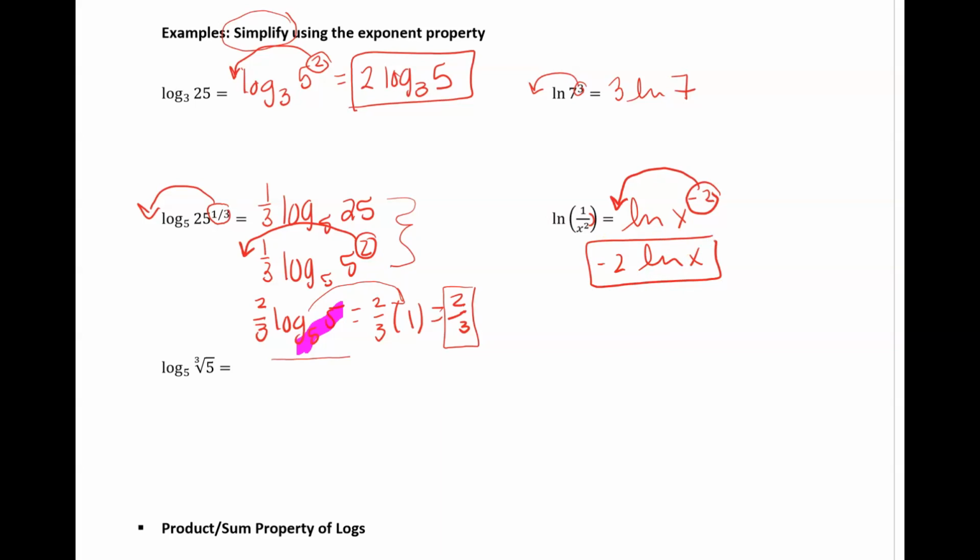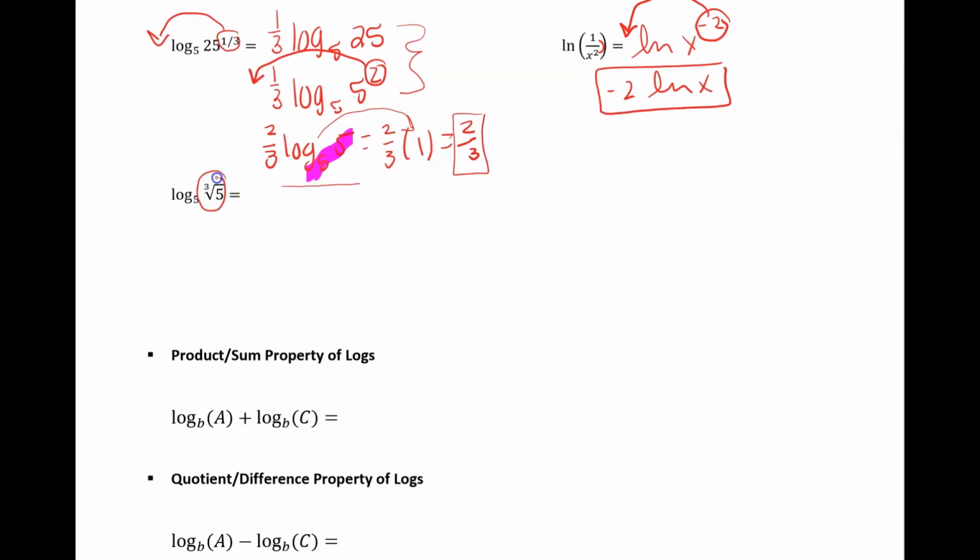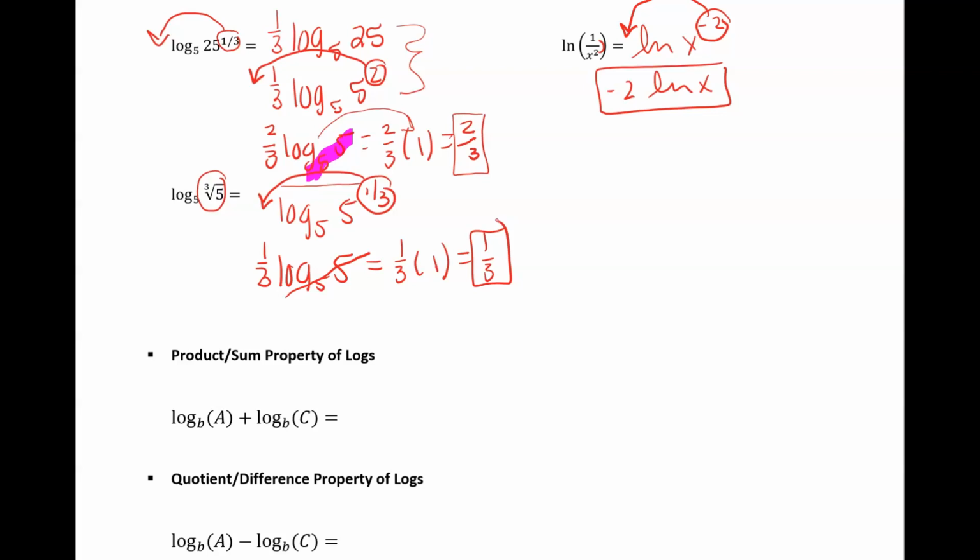Next one. If you remember from previous courses, this cube root right here can be written as log base 5 of 5 to the 1/3. So then I could bring that out front. It gives me 1/3 log base 5 of 5. And then that's that inverse property again. So I get 1/3 times 1, or 1/3. So pretty neat stuff that you can do with your exponent property. We can rewrite them, or we can even simplify them down to this 1/3 that we have.